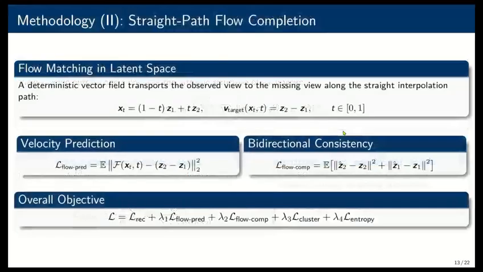This module produces the target velocity for the straight path, so we add a bidirectional loss to make sure the completion is accurate. The whole model is trained end-to-end.